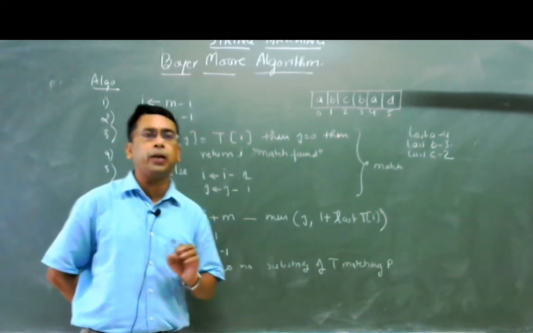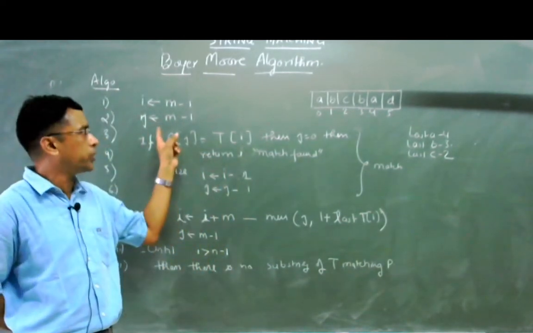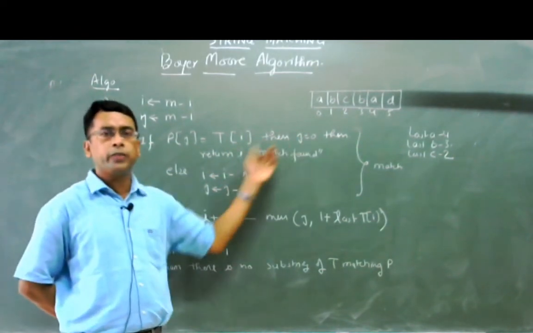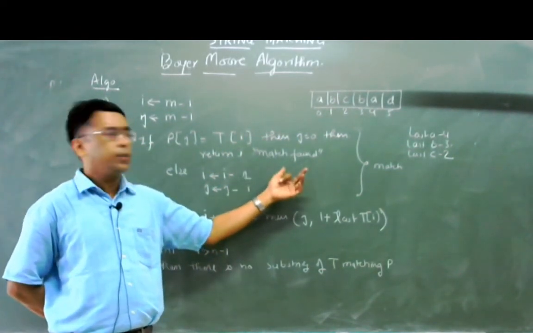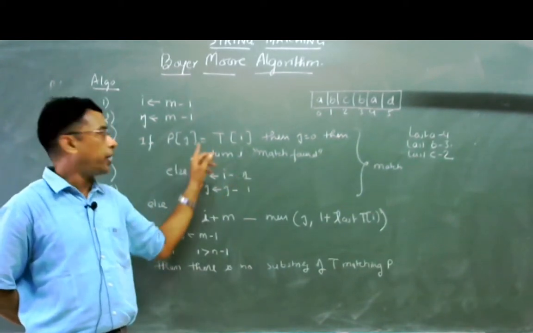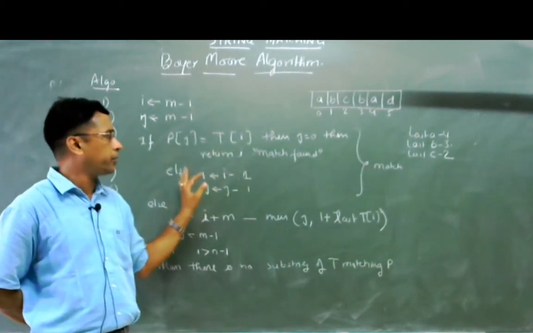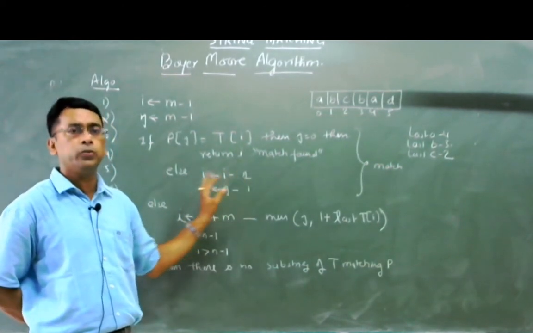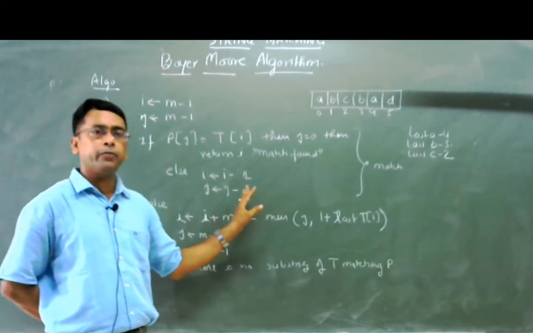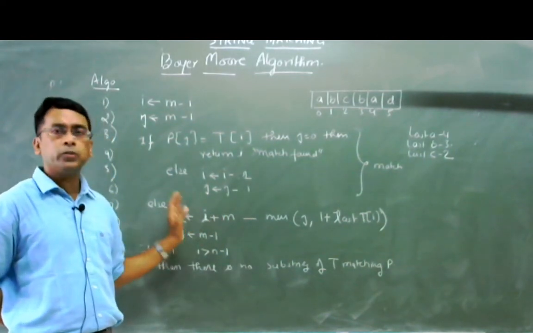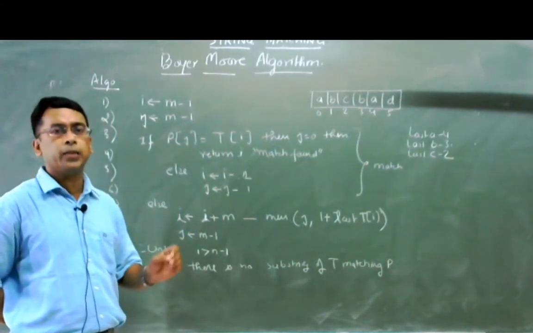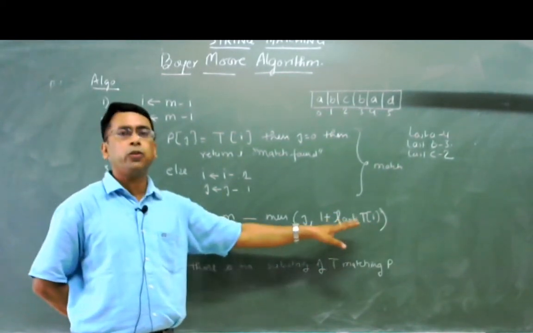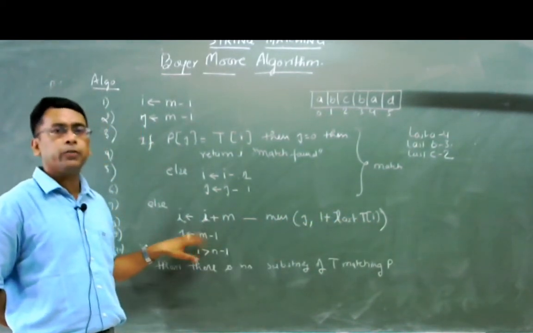We start with the variable i equal to m minus 1, j equal to m minus 1. If the match is found and j is equal to 0, then we declare that at position number i there is a match. If P[j] is equal to T[i] but j is not equal to 0, in that situation i is reduced by one, j is reduced by one, and if a match is not found, we calculate the value i is equal to i plus m minus minimum of j comma 1 plus last[T[i]], and j would be equal to m minus 1.